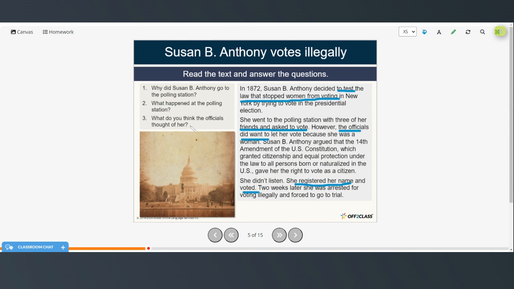And what do you think the officials thought of her? Now, this is more of an opinion question. They might have thought she was crazy. They might have laughed at her, any number of things. They might have been angry that she was trying to test the law in this way.